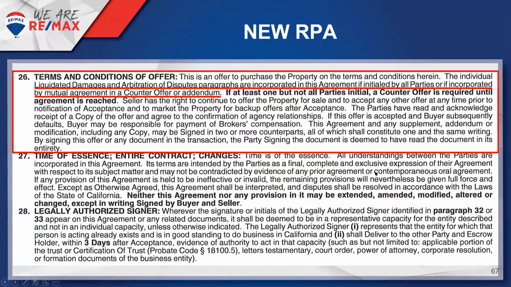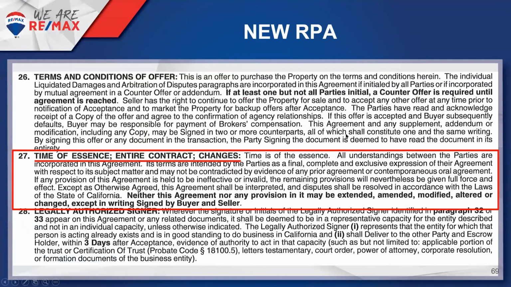And only one set of initials in the RPA is actually evidence that there wasn't mutual agreement at the time the document was executed. Okay, so if at least one, but not all parties initial the liquidated damages or arbitration of disputes, then a counter offer is required. So I wanted to point that out.